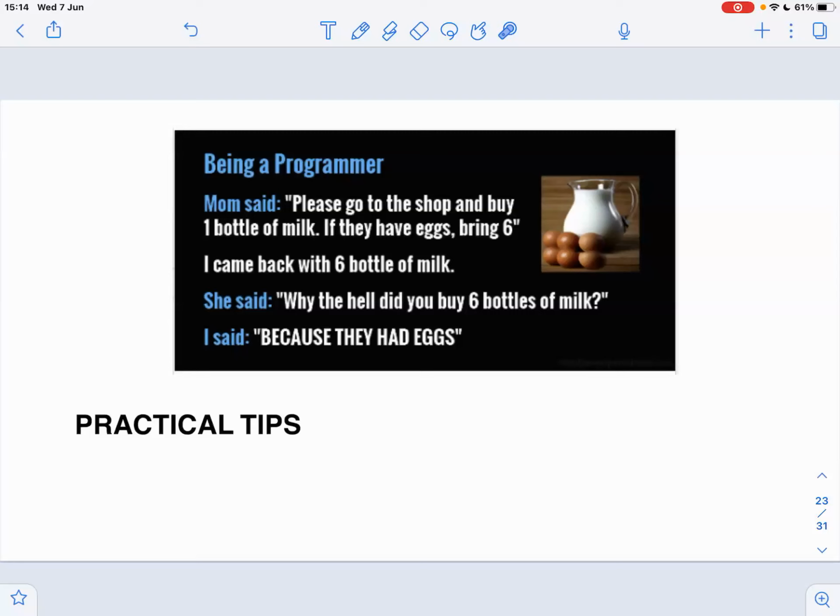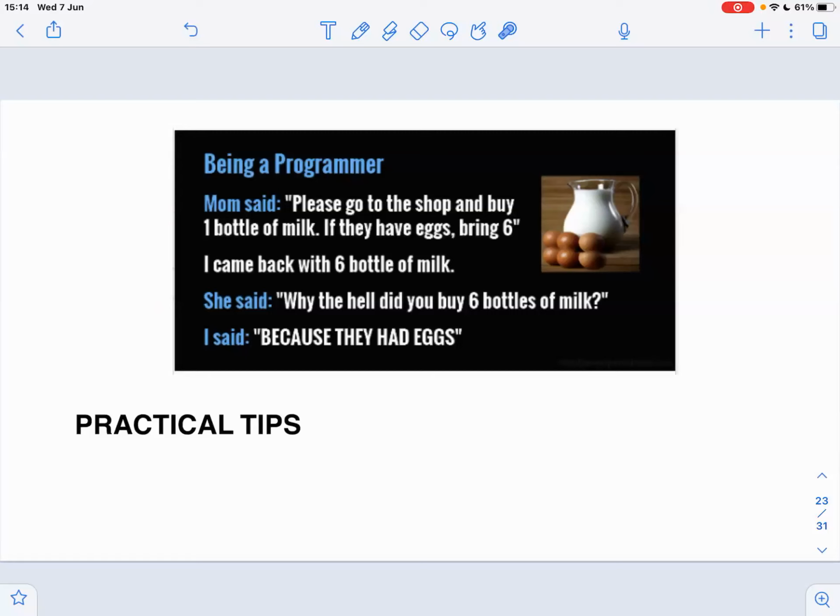Mom said, please go to the shop and get a bottle of milk. And if they have eggs, bring 6. So come home with 6 bottles of milk. Why 6 bottles? Yeah, well, they had eggs. So this is an example here for not specific prompt for a not specific task.